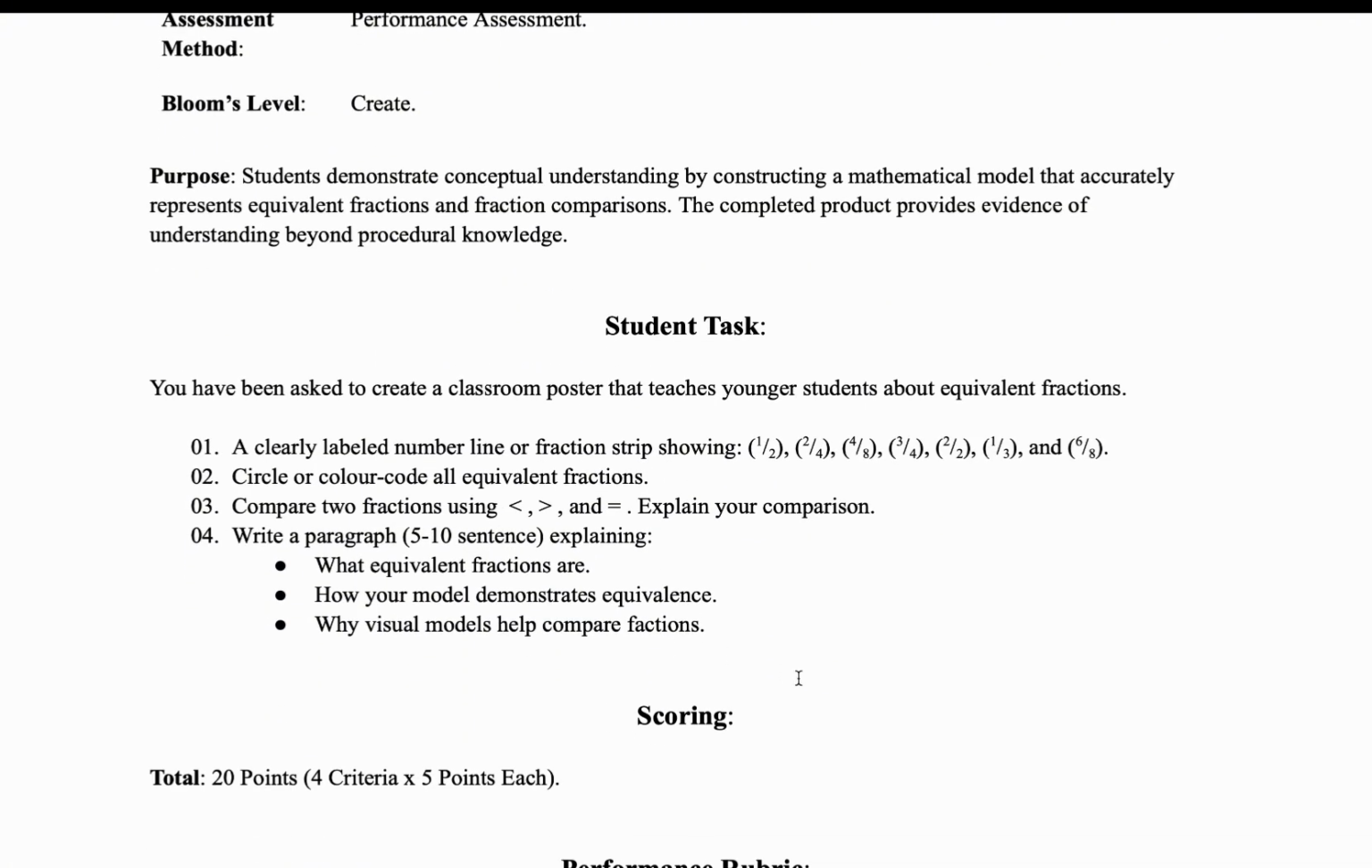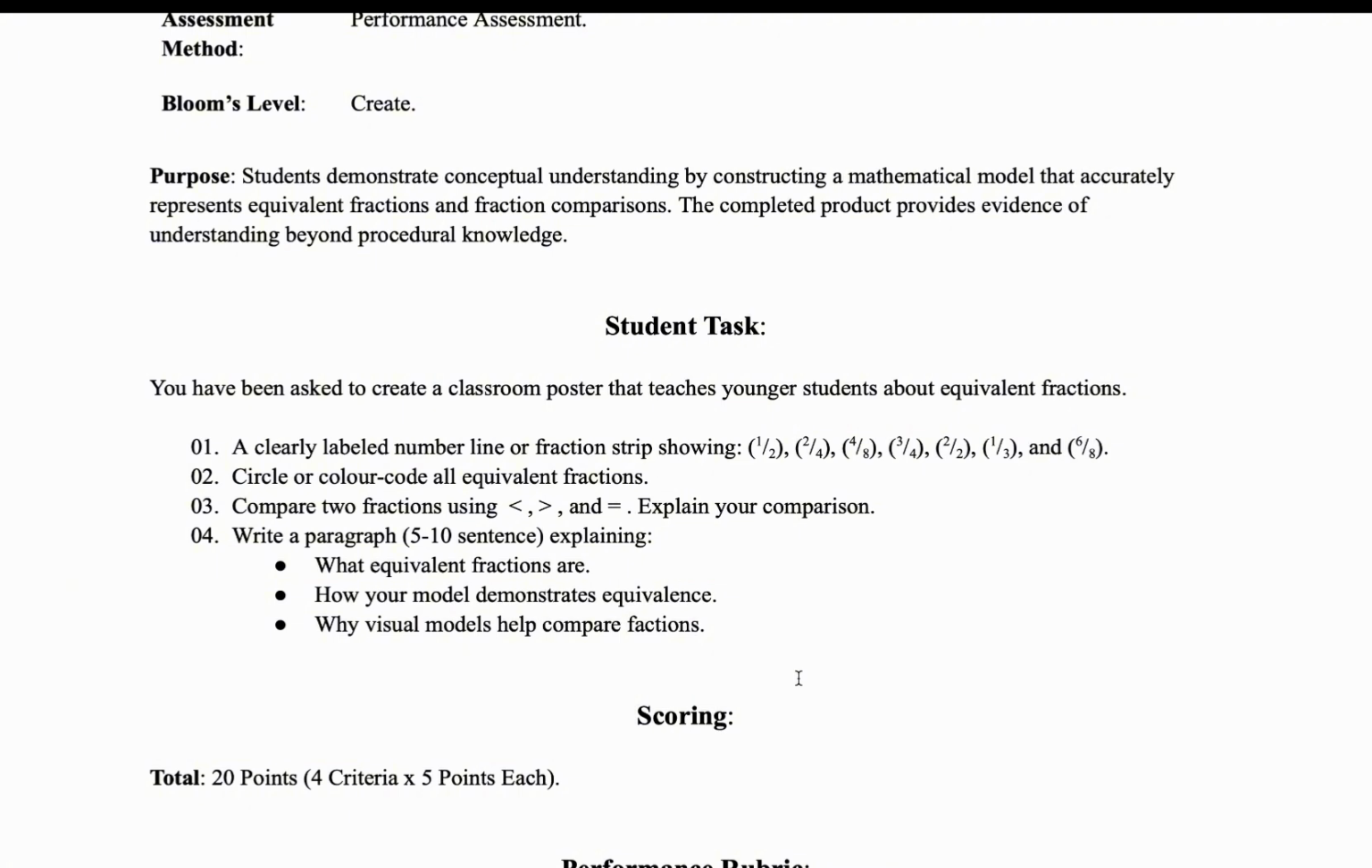In this one, the student task is to create a poster where they're going to be given a whole bunch of different criteria. They need to include fraction models, equivalent fraction groups, a fraction comparison, and a written explanation. For example, the student can identify that 1/2, 2/4, and 4/8 are equivalent because they represent the same amount of a whole.